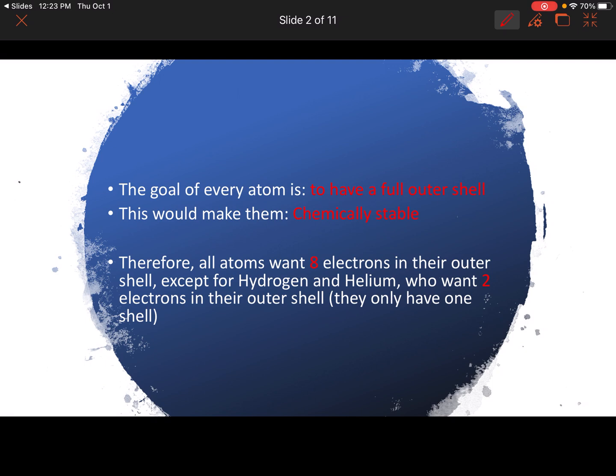Okay, now the goal of every atom is to have a full outer shell. Anything in red you need to write down here. Every atom wants to have a full valence, or a full outer shell, and this would end up making them chemically stable. Therefore, all atoms are going to want 8 electrons in their outer shell except for hydrogen and helium, because remember, they only have one shell, one orbital, so they can only have 2. And if they have 2 electrons, then they also have a full outer shell.